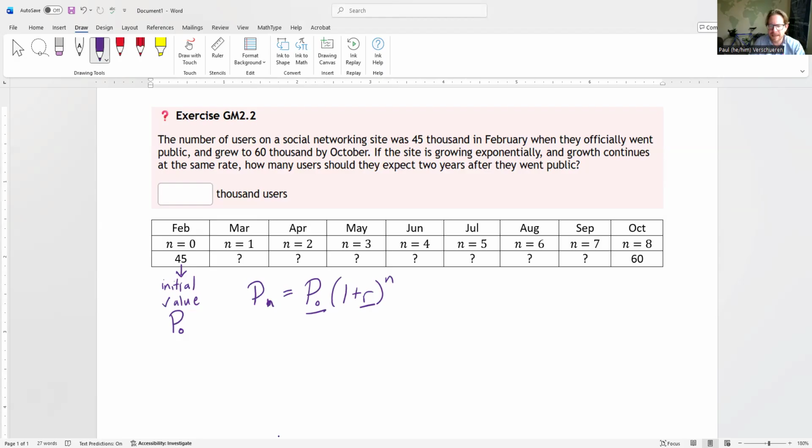So I'm going to start by saying, in general, the amount after n months is going to be starting with 45,000, and I'm going to keep that just as 45 because that will make it so our answer is already in thousands. And then this 1 plus r, we still don't know what r is, and that's to the power of n. But we have one example. We know that this value is 60 if n is 8.